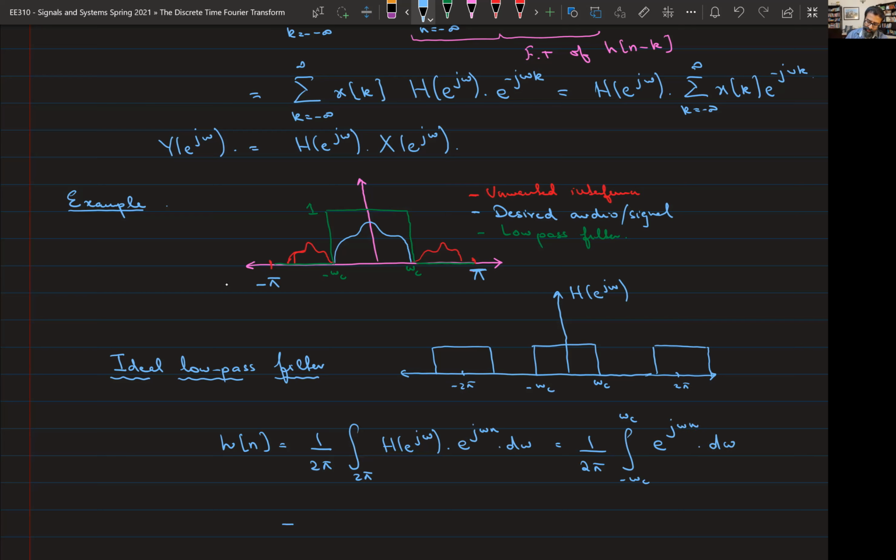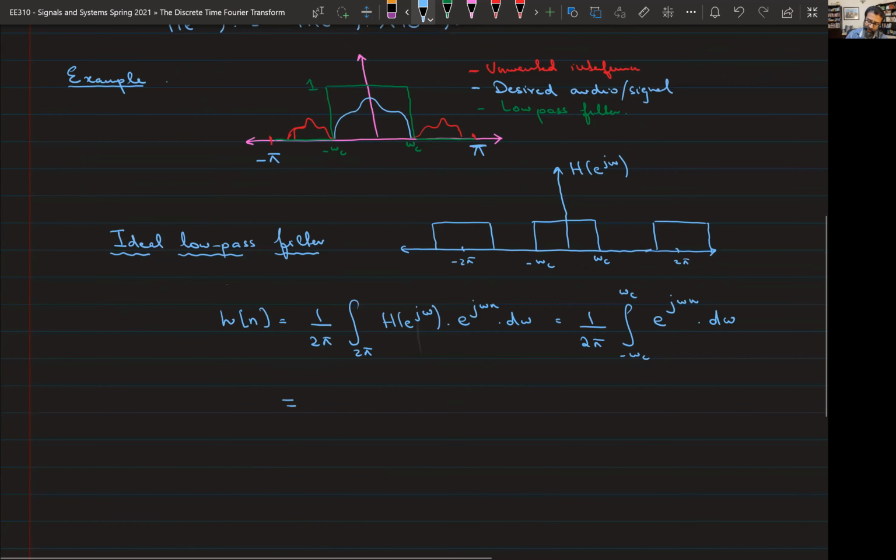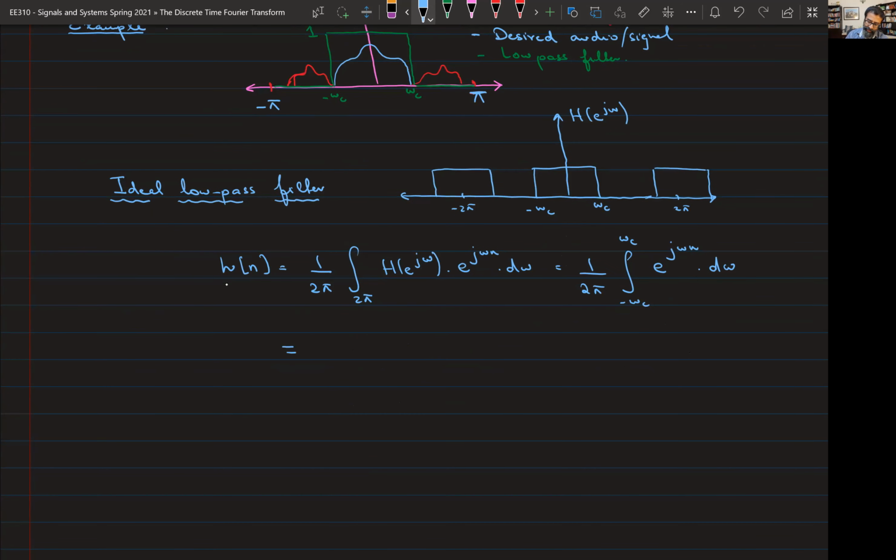And I'm not going to go through the integration. We've done this quite a number of times. This turns out to be equal to sine omega c n divided by pi n. So this is the result that you get, right? So this is the impulse response of an ideal low pass filter, which has a cutoff frequency equal to omega c radians. And omega c, of course, is less than pi in this particular case, right? It must be less than pi for this to be a low pass filter.